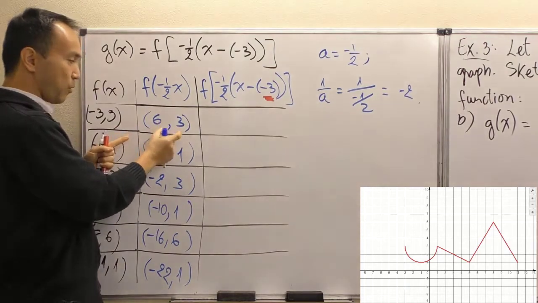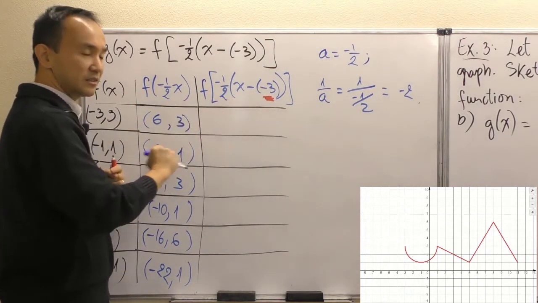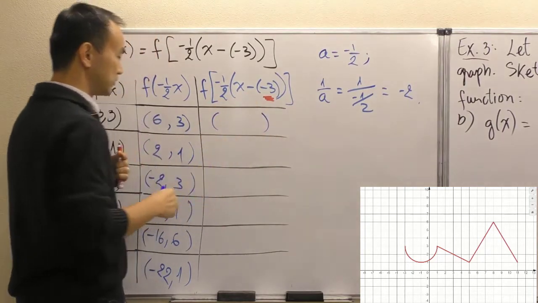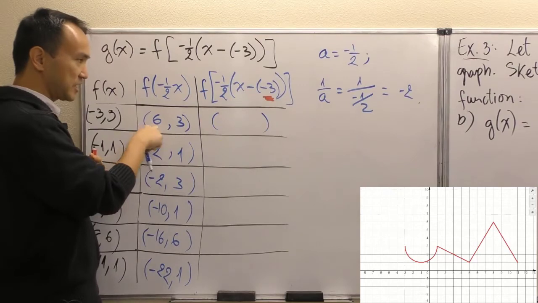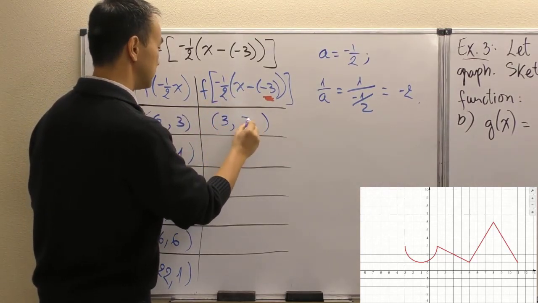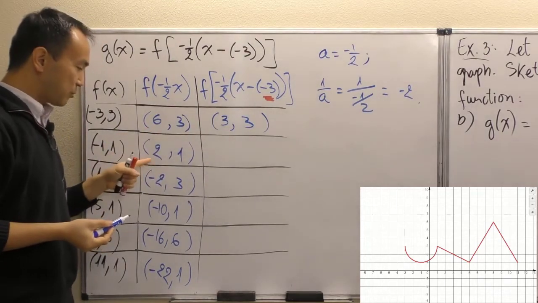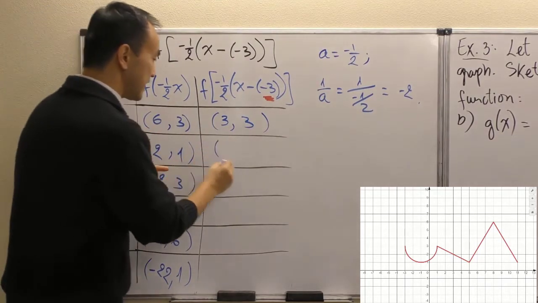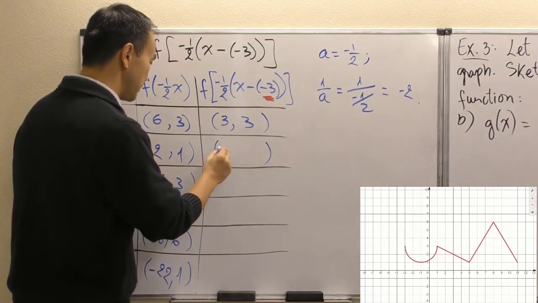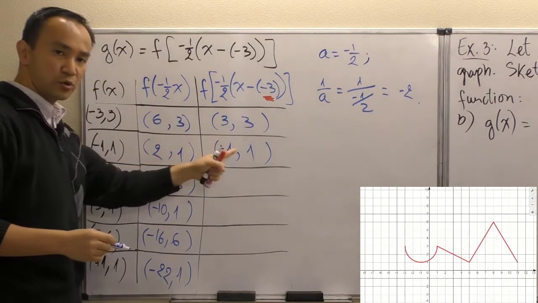The first point here, 6 comma 3, I'm going to now add -3 to every x value. So 6 add -3 gives 3 comma 3. The first point is transformed into 3 comma 3. The next point at 2 comma 1, I add -3 to this x value, which gives me -1 comma 1. That's what the point 2 comma 1 is transforming to.